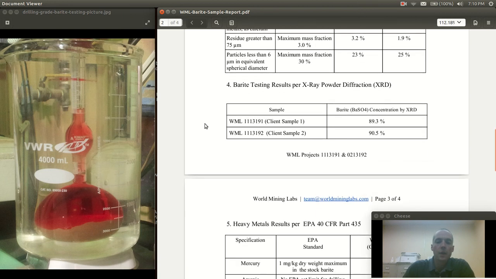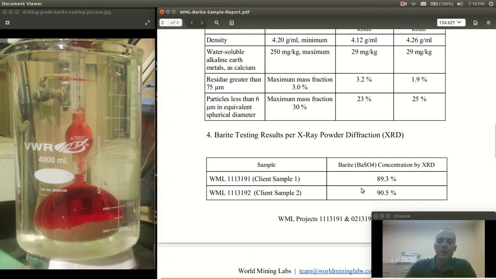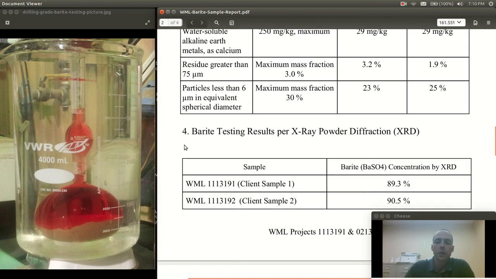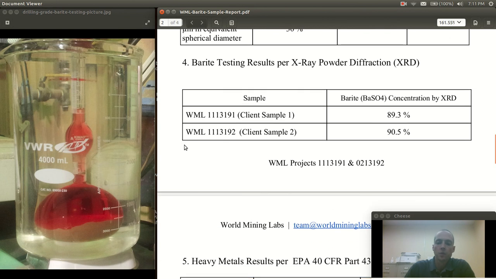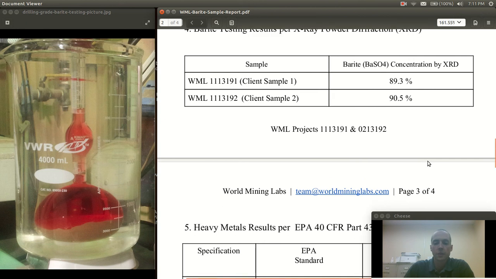Now, another way to test barite is to actually check the concentration of barium sulfate, BaSO4, through X-ray powder diffraction testing. What you're typically going to see on higher grade barite, up in the 4.2 and above, is a 90% and above barium sulfate concentration. In this case, it was. So again, another test you can do on barite just to check its concentration. And that's X-ray powder diffraction testing, which we can do.